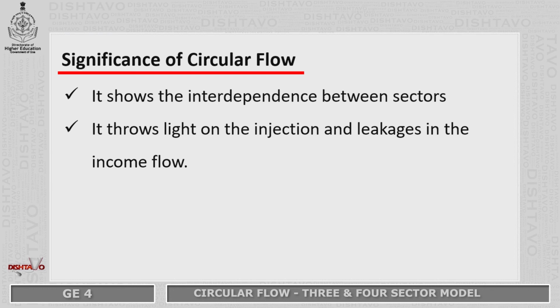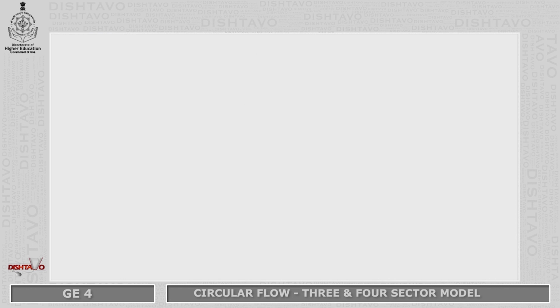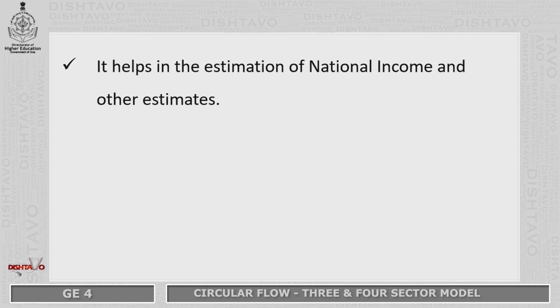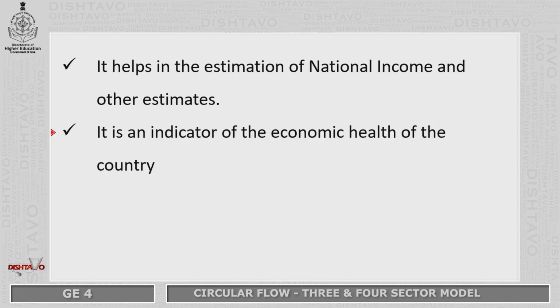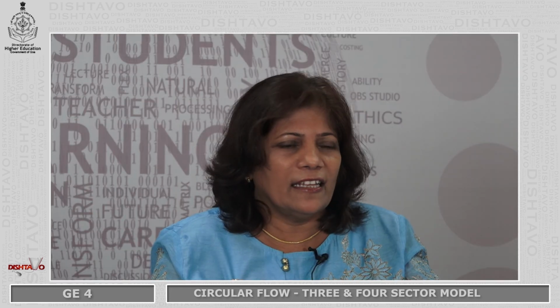The circular flow also indicates expansion in money supply and the leakages from this income flow. The circular flow of income helps the national income authorities to compute national income estimates. It is at the end of it all an indicator of the economic health of the country. The greater the speed and velocity with which money circulates in the economy, it is going to fuel the engine of growth in the country.